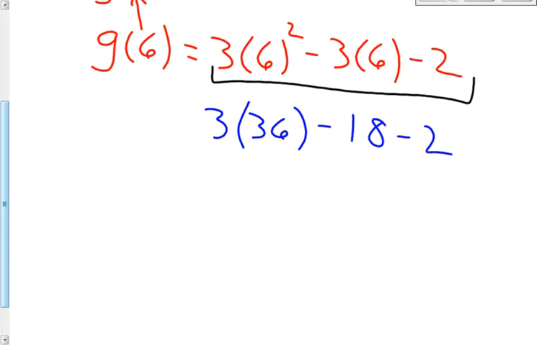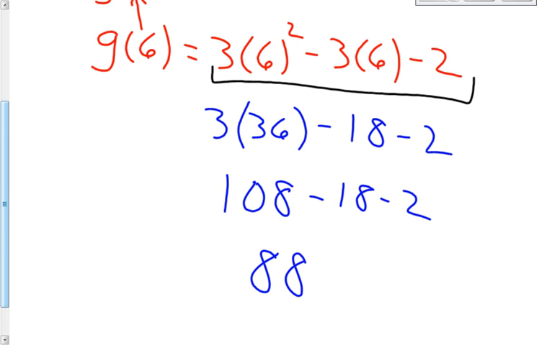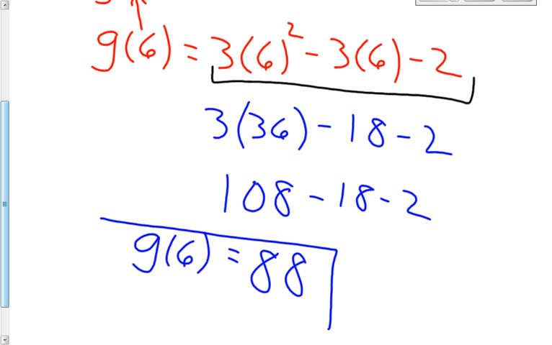So now we're going to multiply. 3 times 36 is 108, minus 18 minus 2. So it's kind of like saying 108 minus 20. Our answer is 88. And it's always good to put this g of 6 out here because it tells you basically what you did. It told you that you put a 6 into the g function. When you put in a 6, it transformed that value into an 88 after it went through that machine. So my answer, g of 6 equals 88.